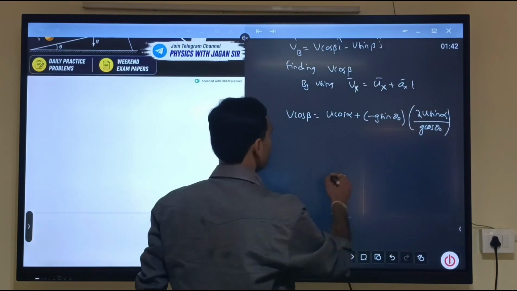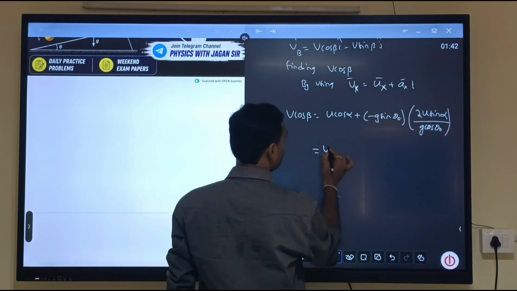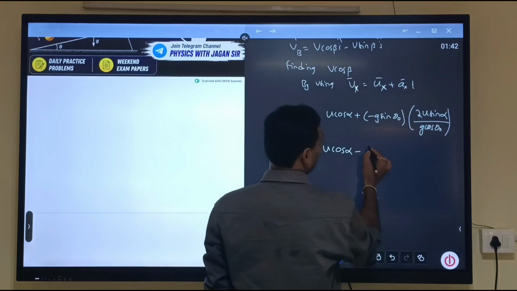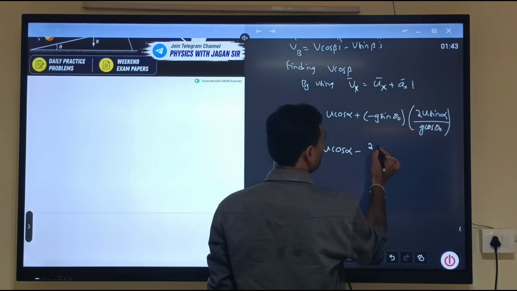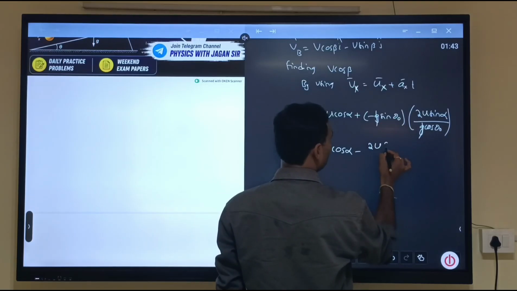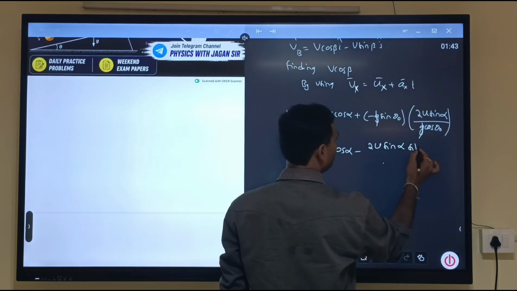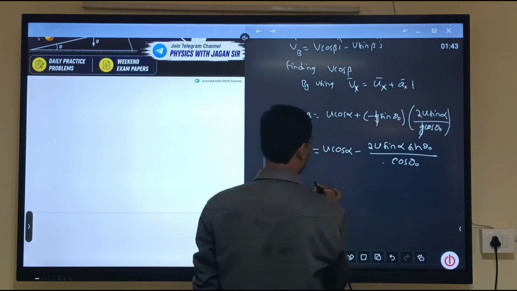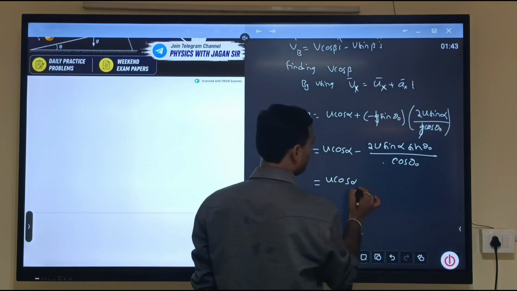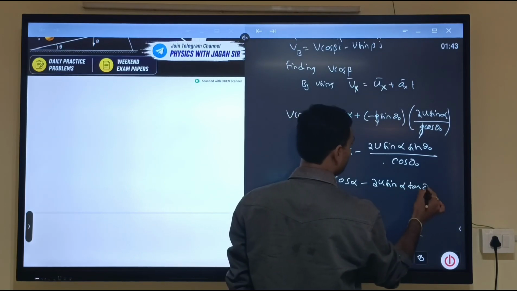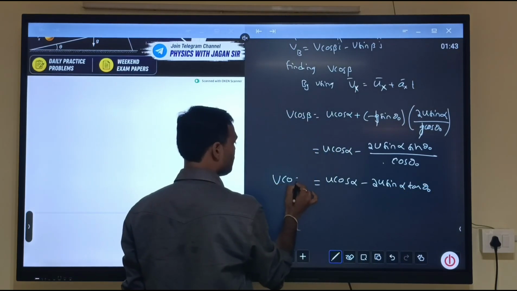Right, 2u sin alpha by g cos theta naught, and this will be u cos alpha minus, g gets cancelled, 2u sin alpha sin theta naught by cos theta naught, or u cos alpha minus 2u sin alpha tan theta naught. This is what v cos theta is.